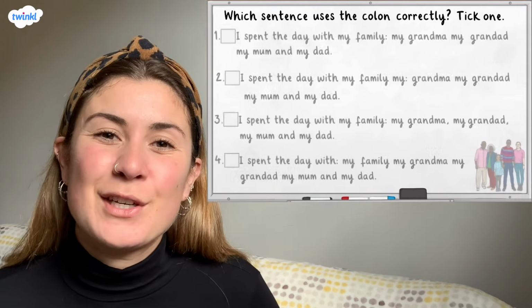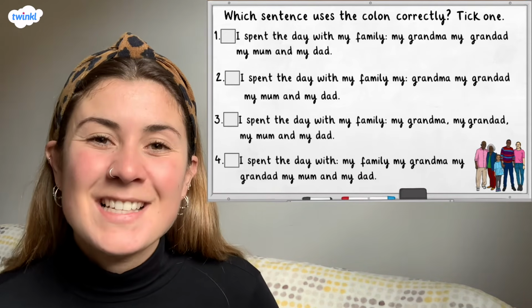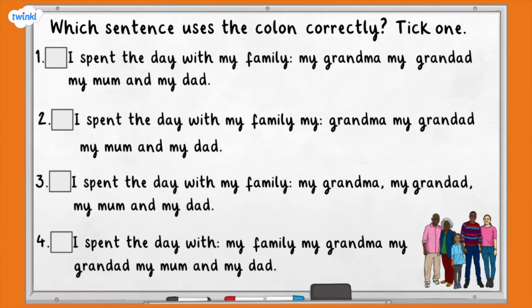Which sentence uses a colon correctly? Tick one. I spent the day with my family: my grandma, my granddad, my mum and my dad. In these sentences, the colon is being used to explain the idea of the girl's family further, and also introduces the list of family members.